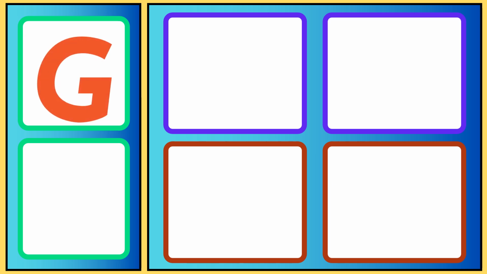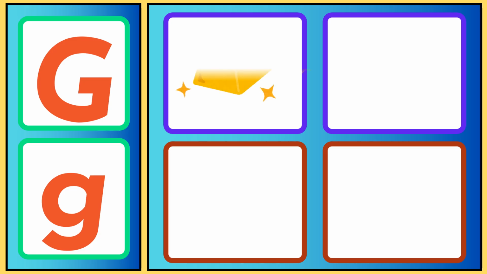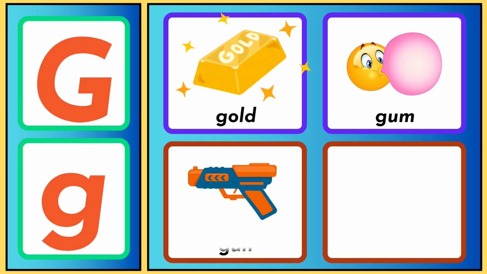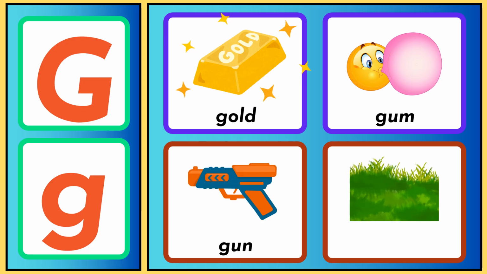Capital letter G. Small letter G. G says G. G is for gold. G, gum. G, gun. G, grass. G.